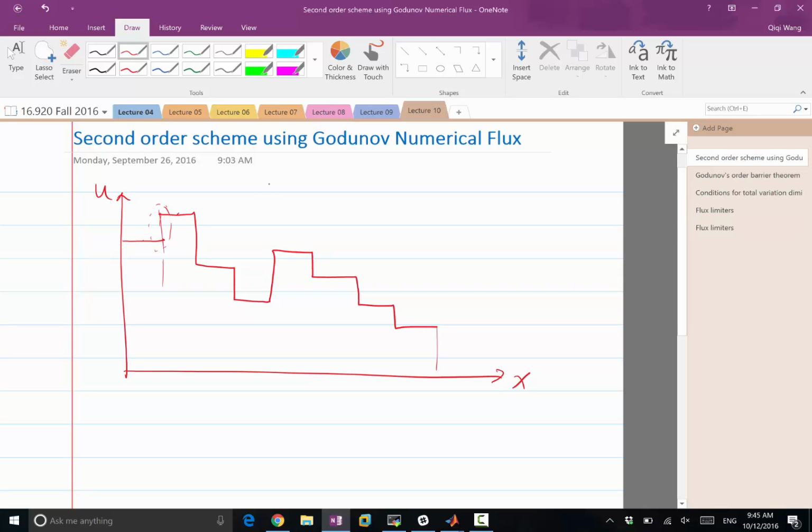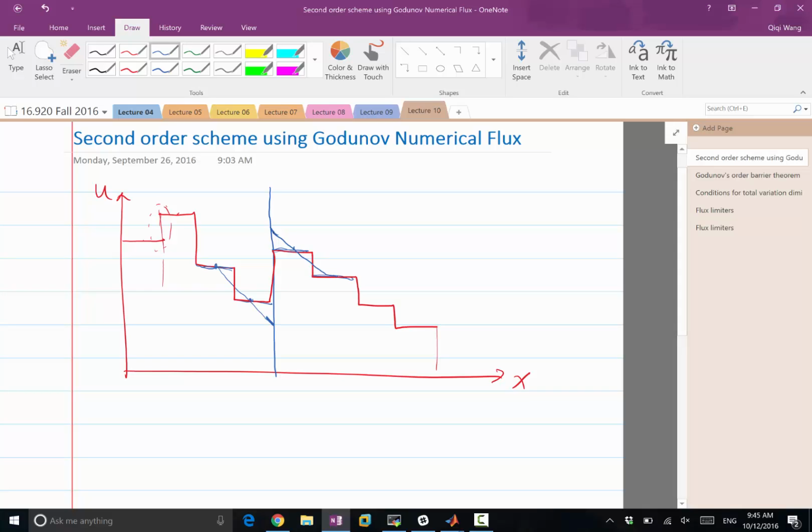So for example, if I'm looking at this interface over here, I want to reconstruct the left-hand side of this solution by using only the cell averages over the left. For example, I can produce a reconstruction by connecting these two centers, and here is my reconstruction from the left. I want to reconstruct information from the right using this information and this information, for example, connecting these two dots. That will allow me to reconstruct a solution over here.